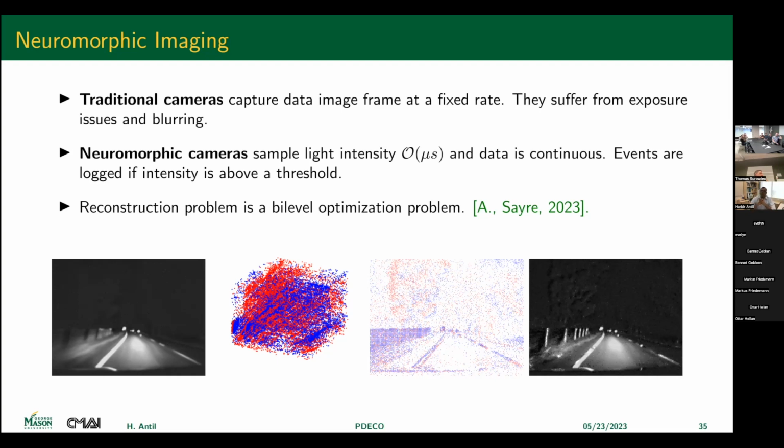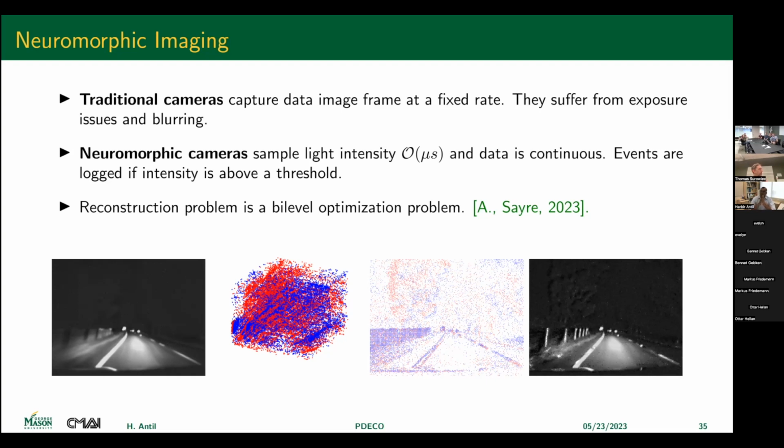So people are starting to work in the so-called neuromorphic imaging recently, and it has many applications, not just these toy examples that I mentioned, but in tracking satellites, for instance. The idea is that you try to emulate the way your eyes work.